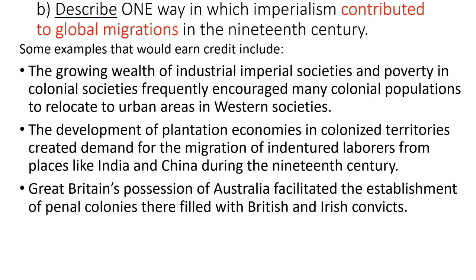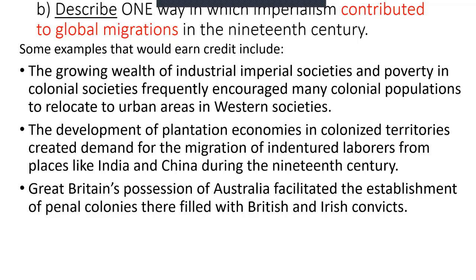Okay, from the College Board. The growing wealth of imperial societies, industrial imperial societies, and poverty in colonial societies frequently encouraged many colonial populations to relocate. Right? So what do I see here? I see the idea of growing wealth in imperial societies. I see poverty in colonial societies, and I see how it led them to relocate. Again, love to see things like "such as."